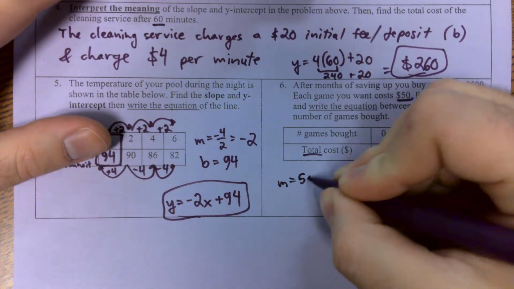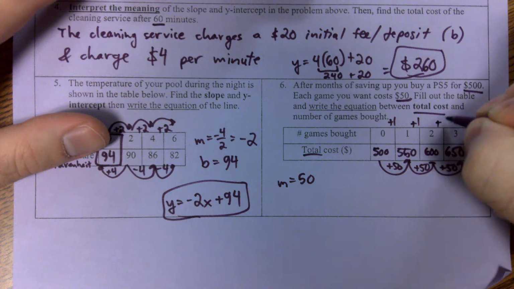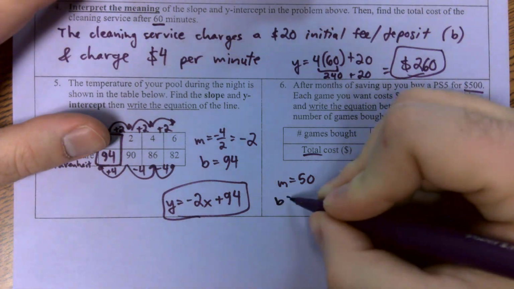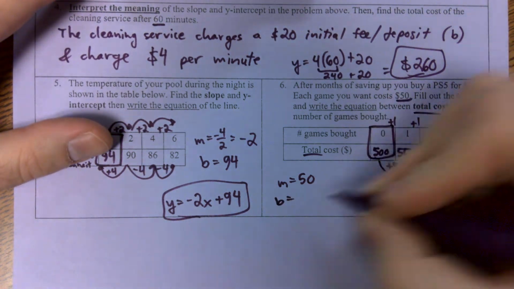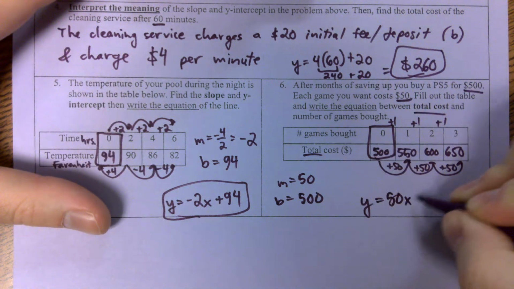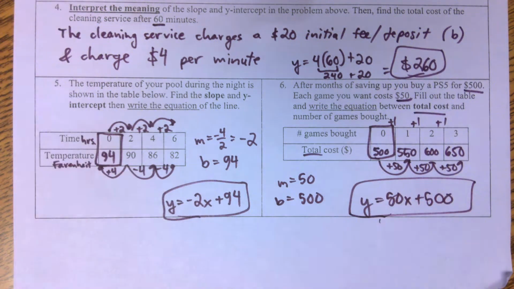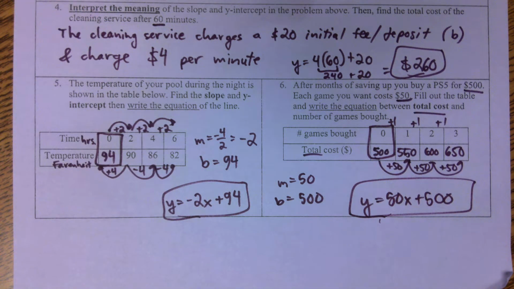Our M is going to be 50. Right, our change in x is just +1. Our b is going to be equal to 500, our initial value. And we can write y equals 50x plus 500. That's our equation for that one.